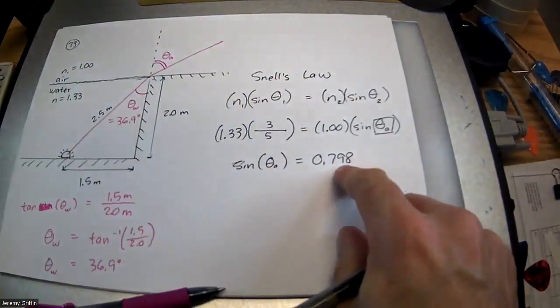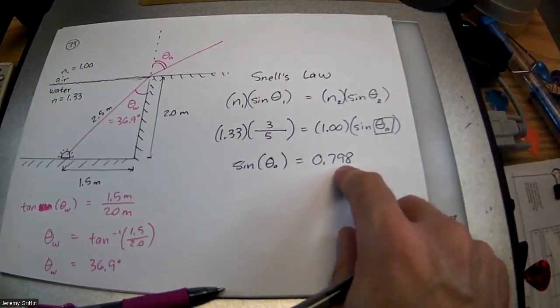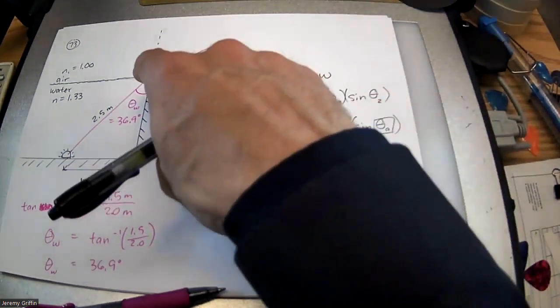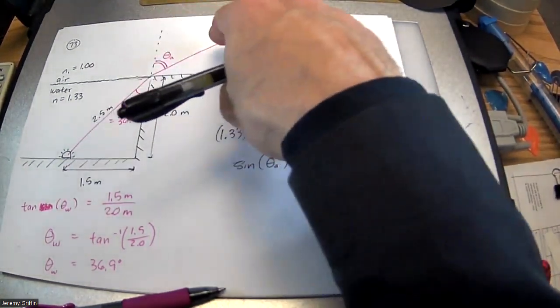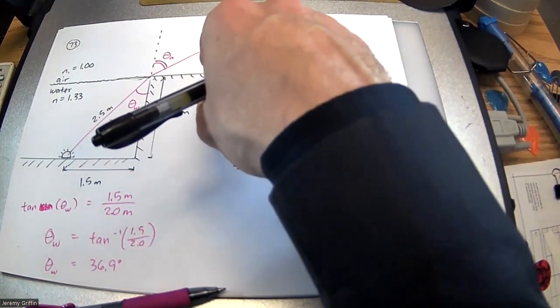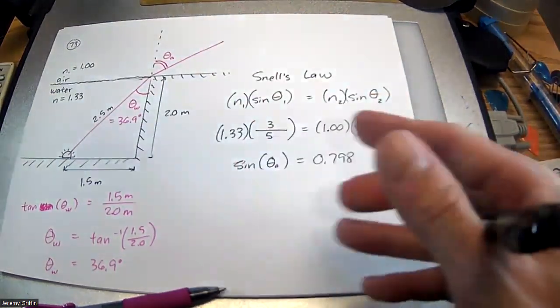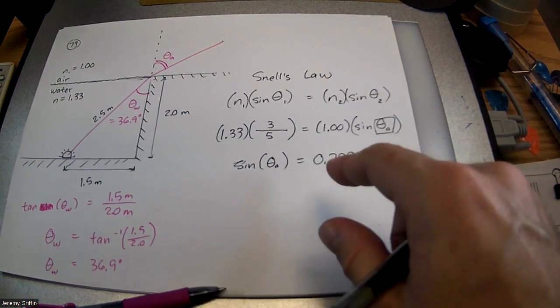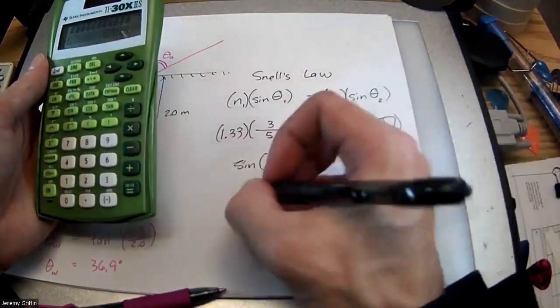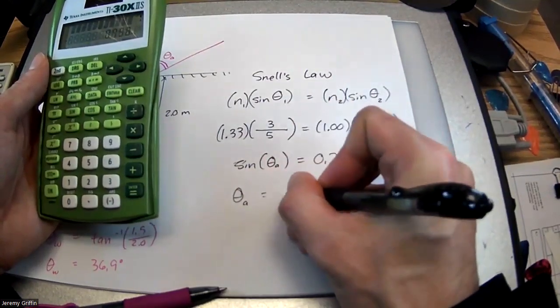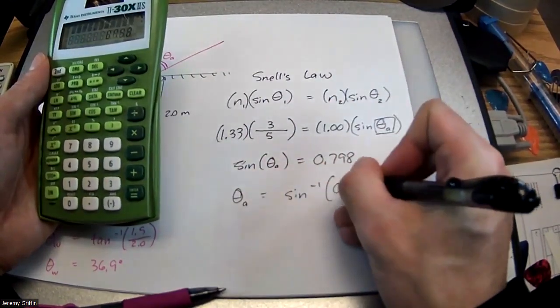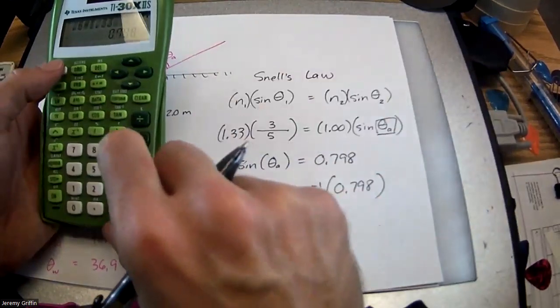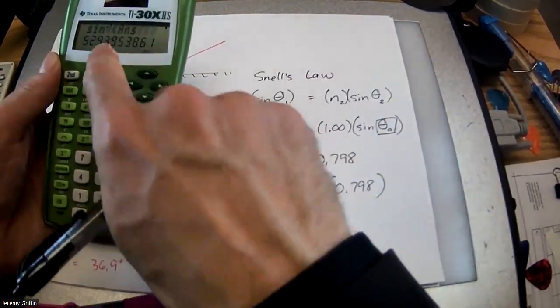Oh, that was really close to four fifths, wasn't it? Huh. That makes me think that the geometry above the water in the air might also be really close to the 3, 4, 5 right triangle itself. So theta is inverse sine of that number. So what's inverse sine of that?